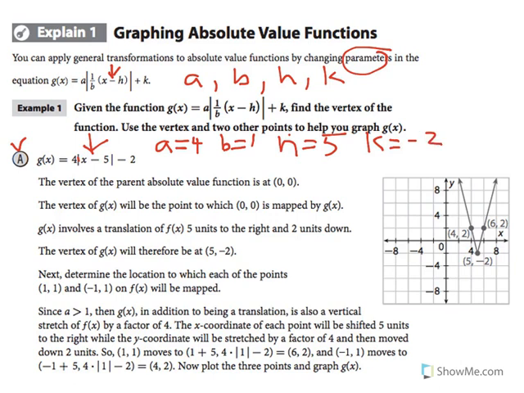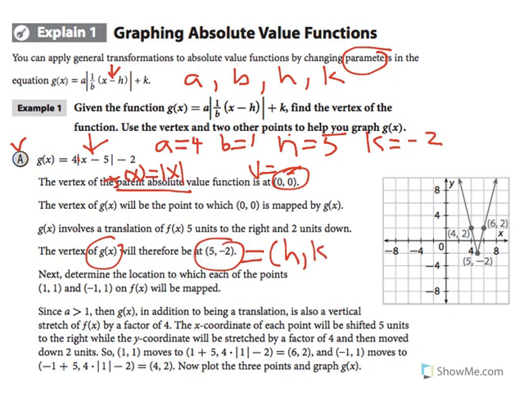So when we say the parent function, we're looking for f of x equals the absolute value of x. For the parent function, the vertex is at (0, 0), and for the transformed function g of x, the vertex is (5, -2). Think of it as the values for h and k. So in this case, it is 5 and -2.